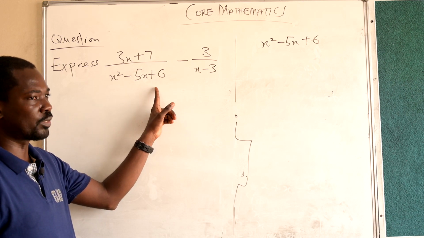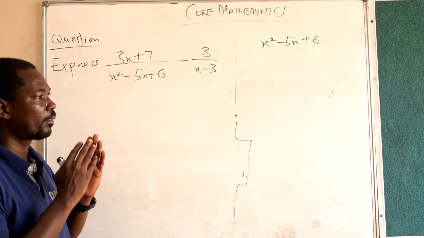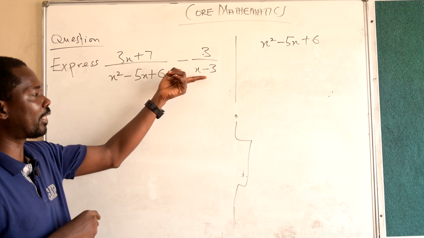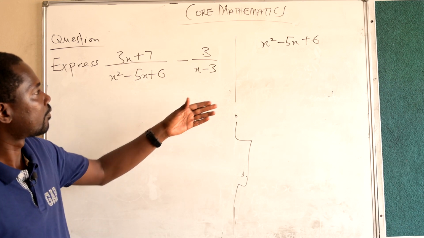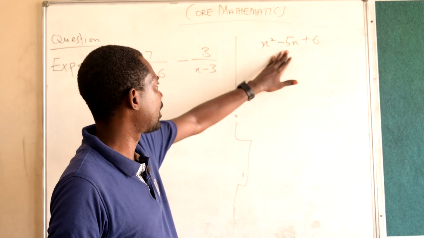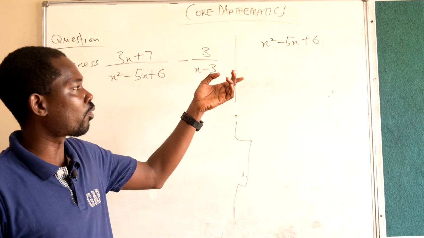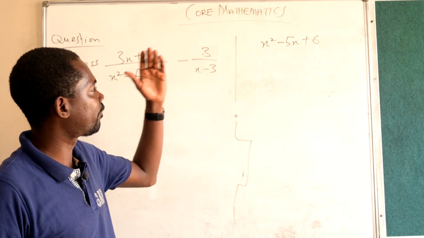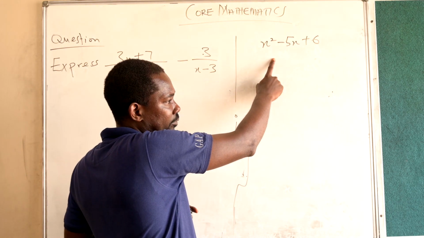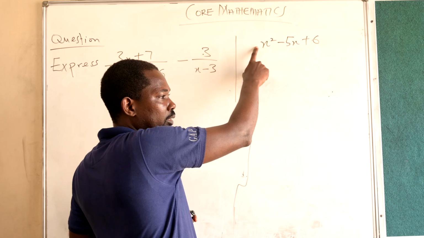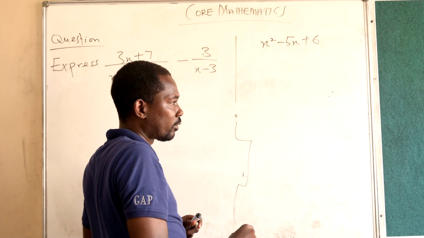This is a quadratic expression. I'm going to factorize this quadratic expression and see if I will find this denominator in it. This is what I've written here, x squared minus 5x plus 6. Now, when you are given a quadratic expression like this and you want to factorize, you first look at the coefficient of the x squared, or the value in front of the x squared. In this case, it's 1.